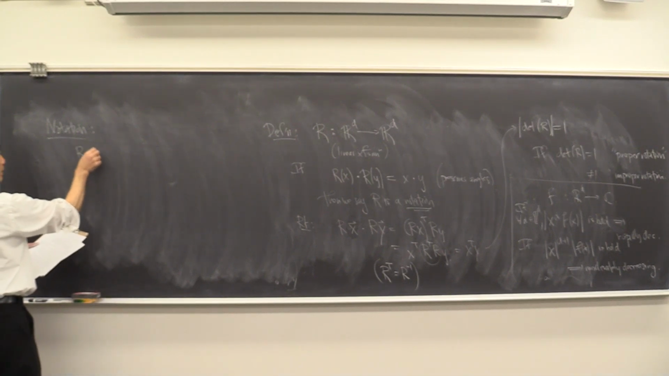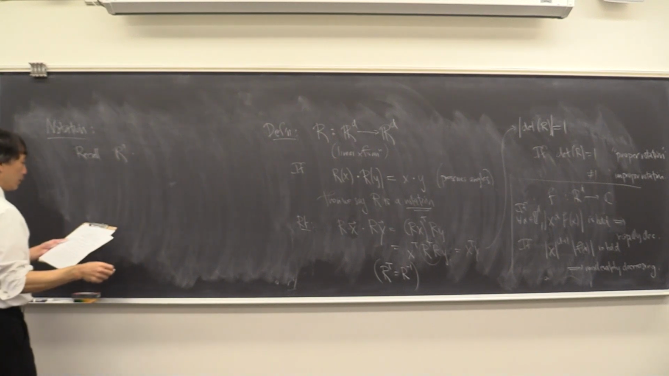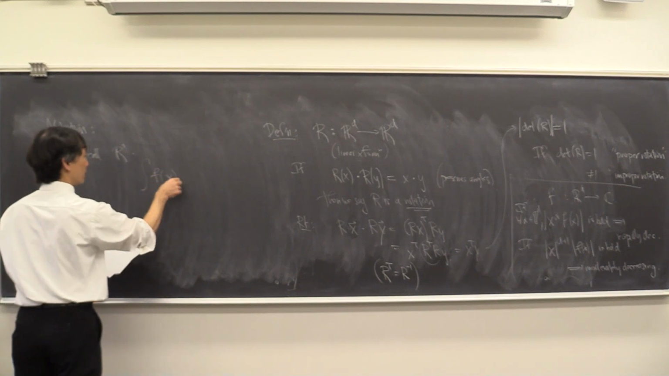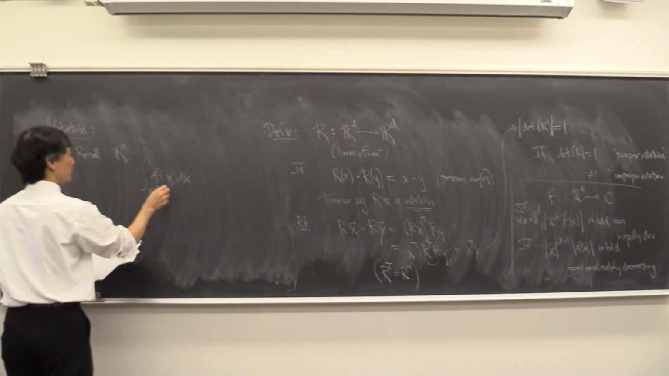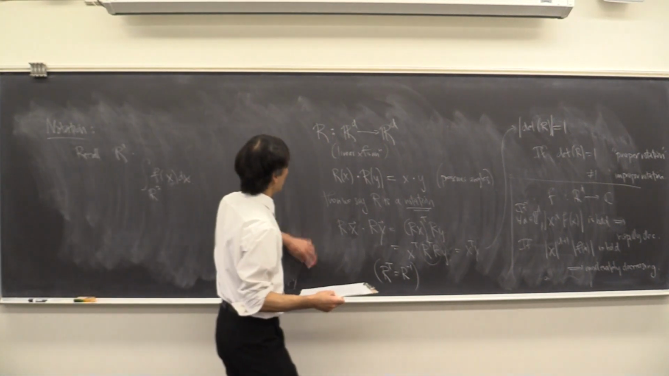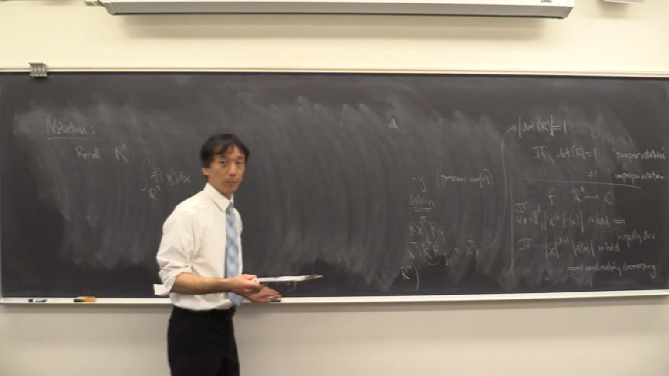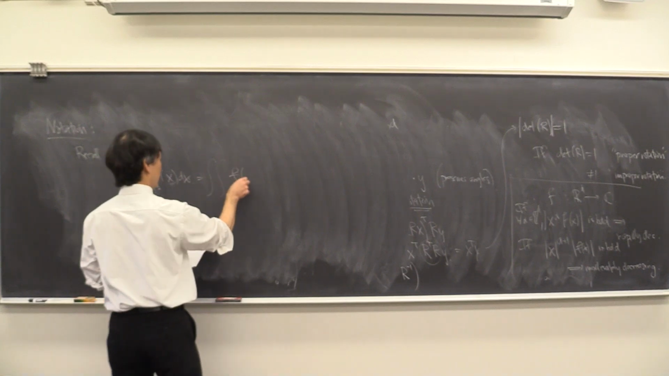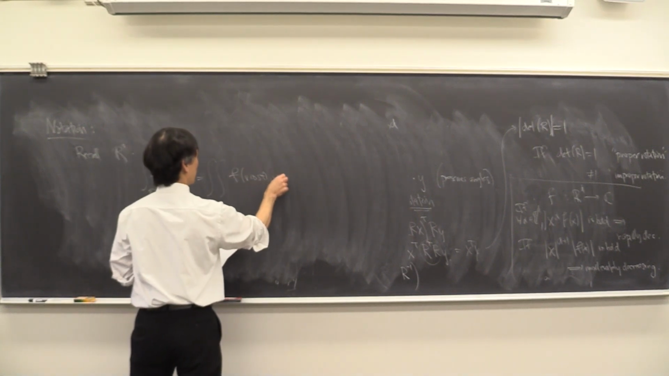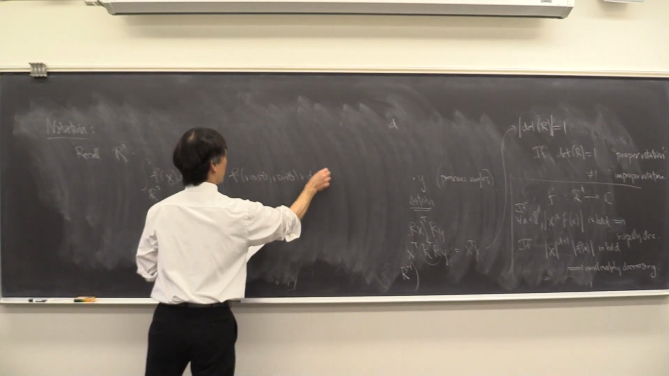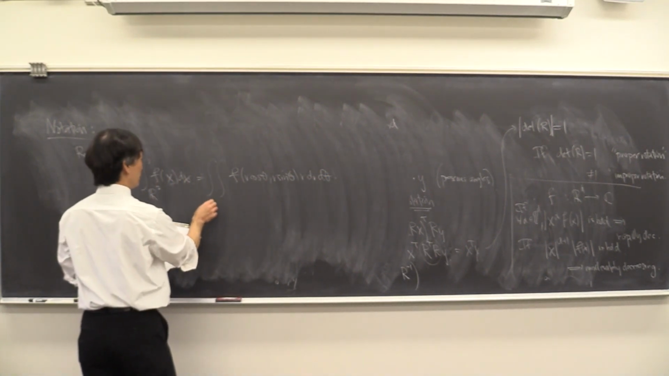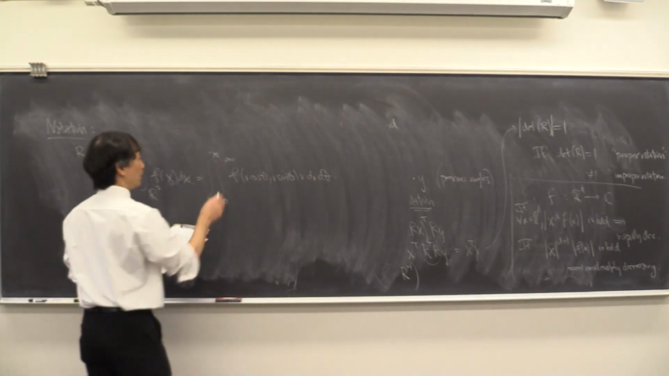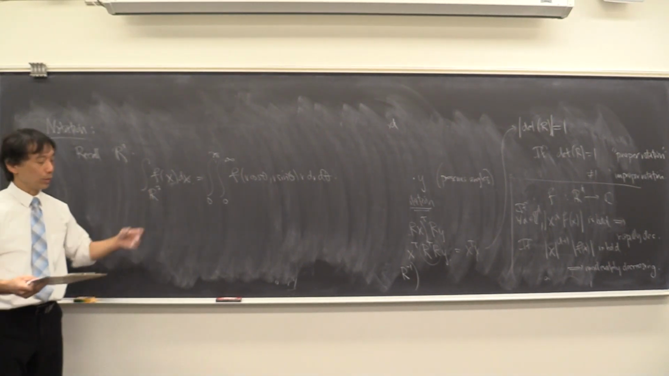So recall in R^2, right? You can express an integral, you can change a Cartesian integral into a polar integral, right? The integral of f(r cos theta, r sin theta) r dr d theta, where theta goes from 0 to 2 pi, and r goes from 0 to infinity, right? So you've got polar integration.